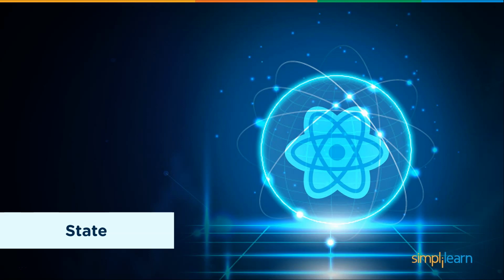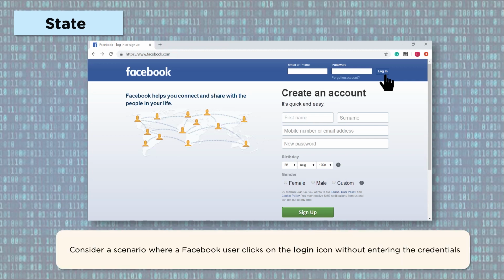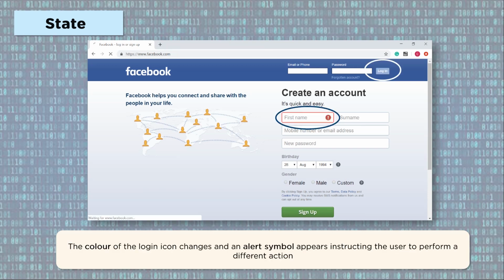Let's talk about state management next, which is the value that most of the components would hold at any given point of time when your application is functional. We are back again to the Facebook landing page where we see the login component, and let's consider a scenario where a user logging into Facebook clicks on the login icon without entering any credentials. So what would happen? Obviously the login would fail, and the color of the login icon changes, and a sudden alert symbol appears instructing the user to perform a different action and prompting the user to first register into Facebook before attempting to log in, because that's not a valid user ID that probably would be registered with Facebook.